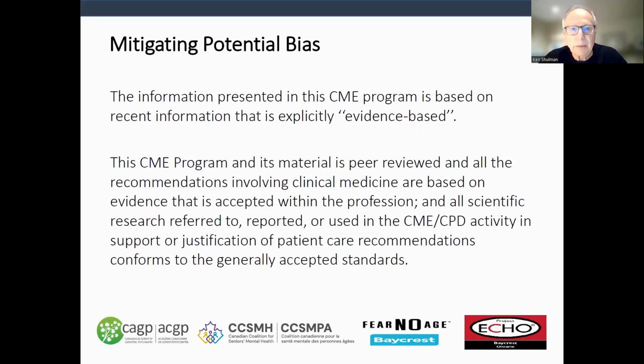I have in the next slide no conflicts and no financial disclosures. And then there's a slide on mitigating potential bias. And in this case, there won't be any bias because the drug that we're talking about, which is lithium carbonate, is not being promoted by any pharmaceutical company whatsoever, because there's not a lot of money to be made, and that's part of my point in this presentation.